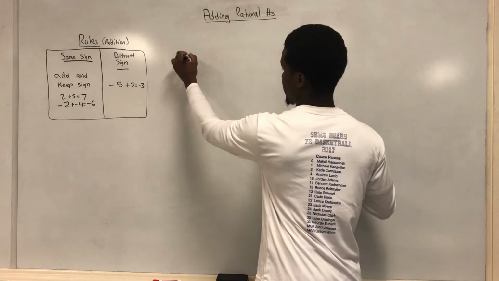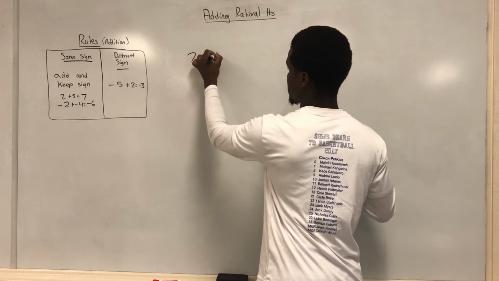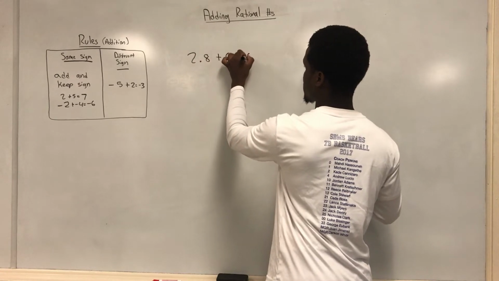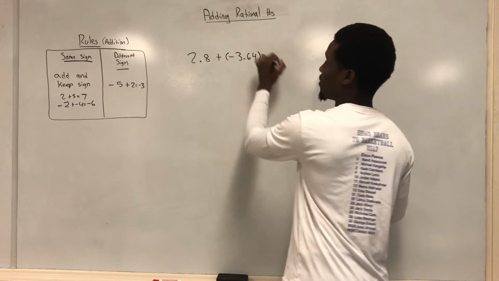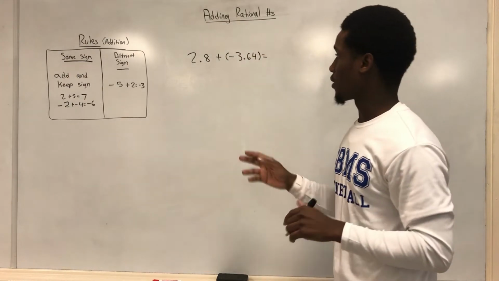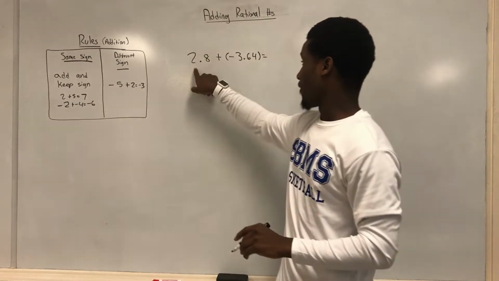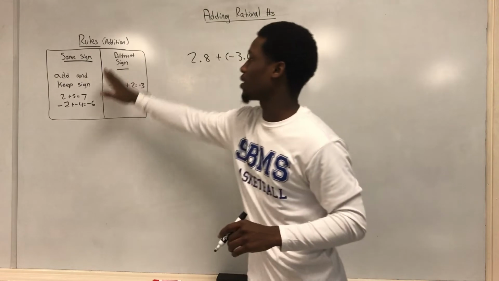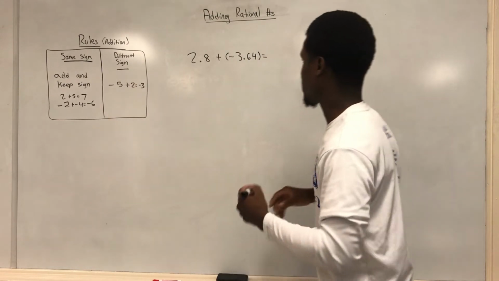So let's say I have 2.8 plus -3.64. There are a few things that we have to keep in mind here. I have to first figure out, are the signs the same or are the signs different? I have a positive here and I have a negative here. So the signs are different, and I'll be following the subtraction rule.